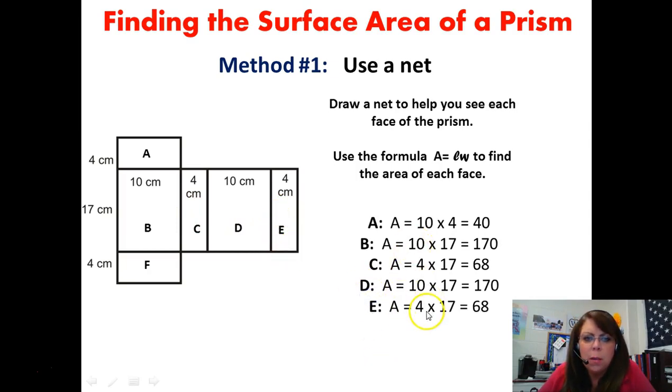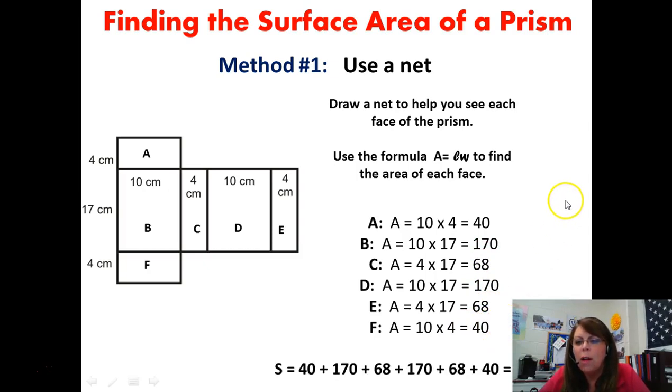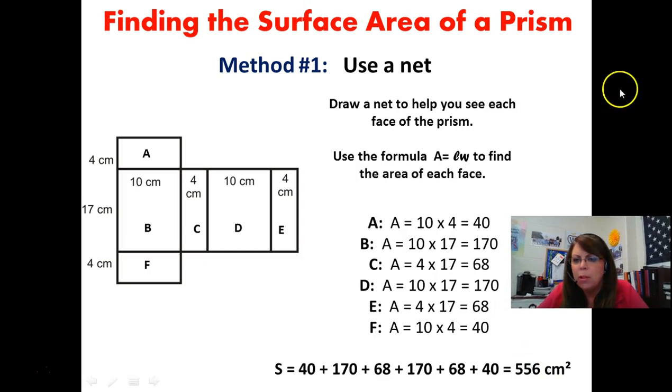And you'll notice that some of them are repeating, right? So F should be the same as A, right? It should be 10 times 4. Once we figure out all of those areas for each one of these rectangles, then we're just going to take all of these and add them together. 40 plus 170 plus 68 plus 170 plus 68 plus 40. And when we do that, we get a total of 556 centimeters squared. Make sure that you have your labels.